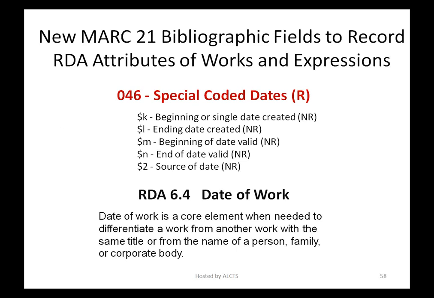Okay, now finally, to wrap up, and before I take questions, I did want to quickly show you some new MARC 21 bibliographic fields that are used to record RDA attributes of works and expressions. Some are new fields, and some are new subfields. So we've already had the 046 for special coded dates, but they defined a number of new subfields for beginning date created, ending date created, beginning date of date valid, and so on.